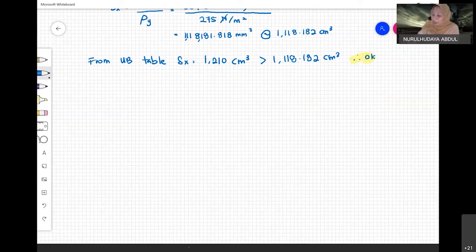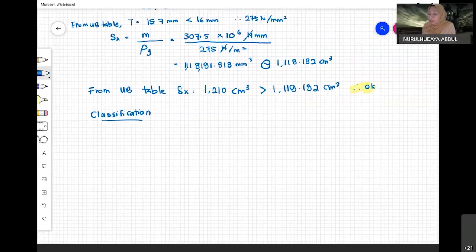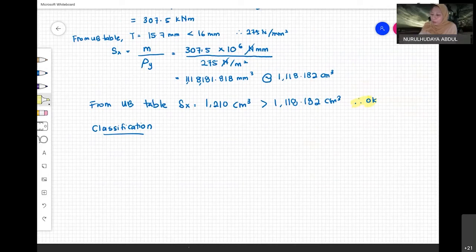So after that kita akan buat dia punya classification. For classification, usually we going to start with tengok T tu less than 16 ataupun macam mana, sebab kita nak tengok PY still strength dia berapa. But here kita dah buat, so tak perlulah. Dah ada dah. So our PY is 275. I tertinggal lah you. Sekejap, PY equal to 275. Okay, so dah ada.